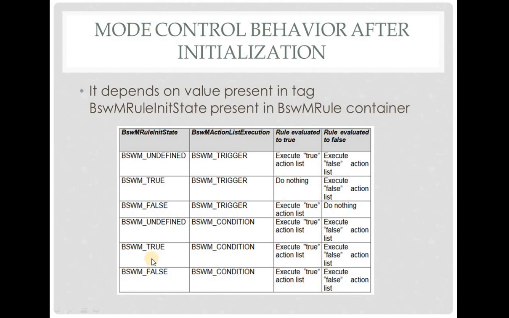But if the action list execution is triggered, then if BSWM true is configured as the rule init state, and the very first time the rule is evaluated to true, no action will be executed. Similarly, if BSWM false is the value in the rule init state, and the very first time the rule is evaluated to false, no action will be executed. But if it is evaluated to true, the action list will be executed.